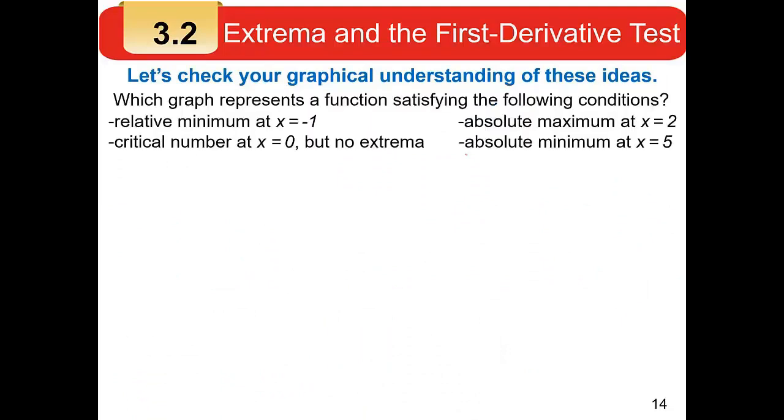I always want to translate these things back to ideas about what the graphs look like under these conditions. So I just want to move to a question like this. What if I ask you to pick out a graph of a function that satisfies these 4 conditions? One of the conditions is that it has a relative minimum at x = -1. It has a critical number at 0 but no extrema. It has an absolute max at x = 2, and it has an absolute min at x = 5.